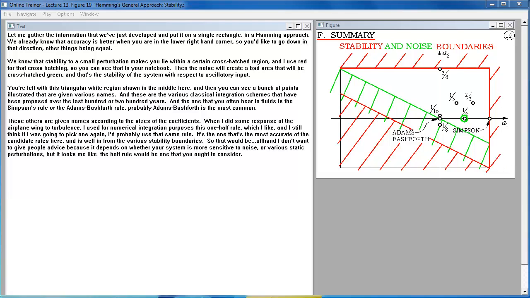I don't want to give people advice because it depends on whether your system's more sensitive to noise or to various perturbations that are static perturbations, but it looks to me like the 1/2 rule would be one that you ought to consider.